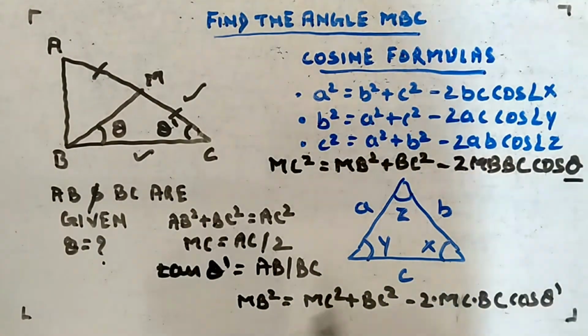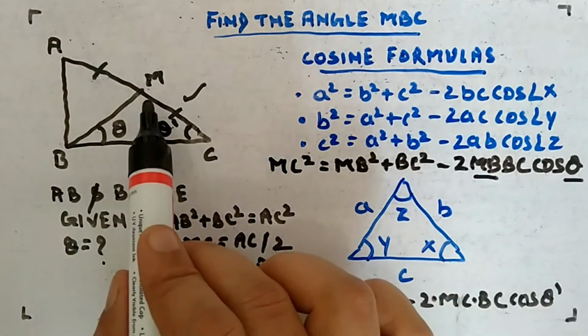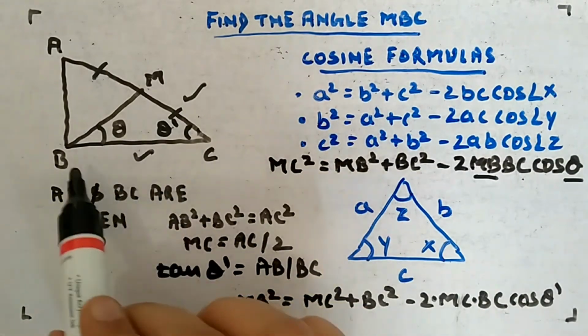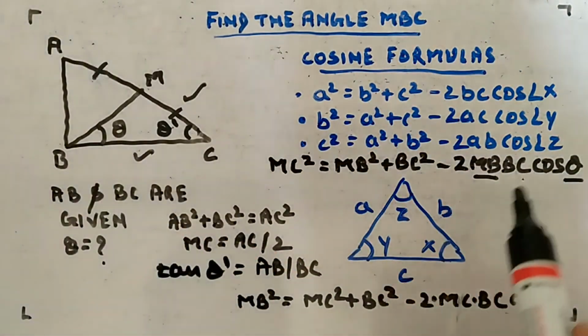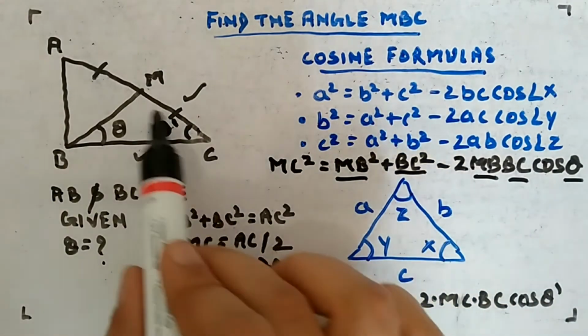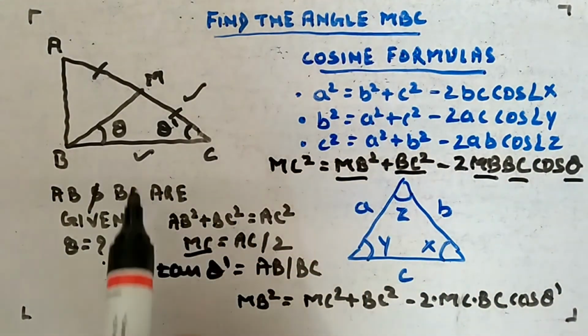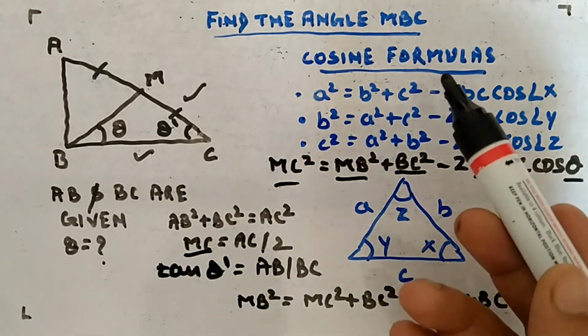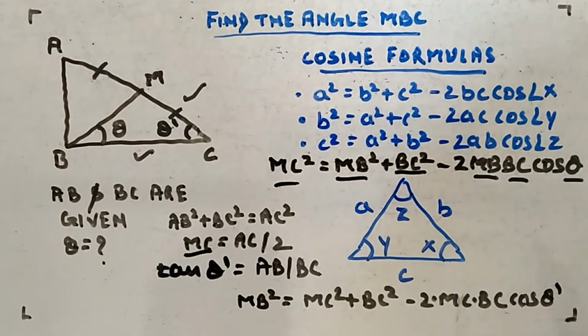You want theta, you have MB, right? Just now we calculated. You have BC, it was given to you, right? So you have MB, BC and MC calculated here. So we will be using the cosine formula again and we will be able to get the value of theta. So the same thing I will do.